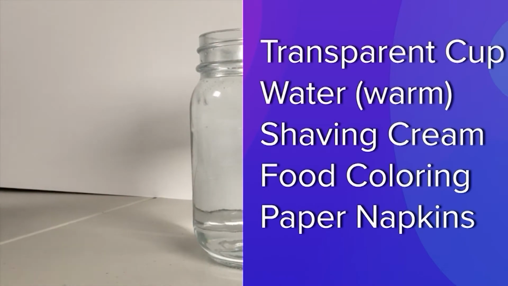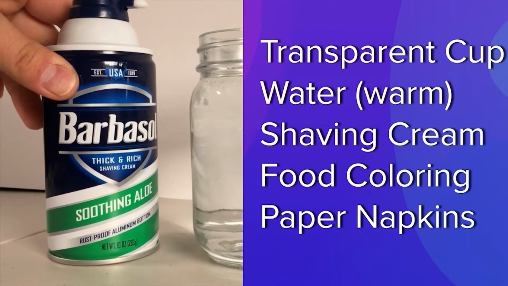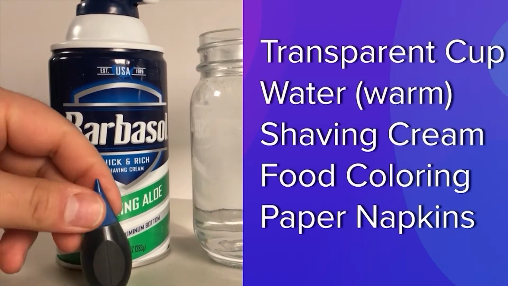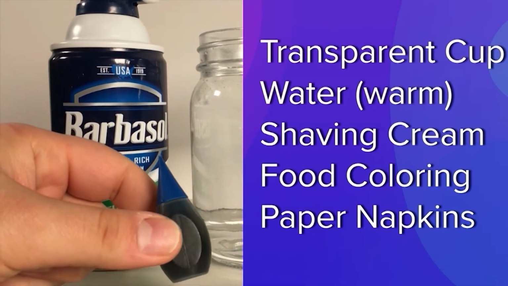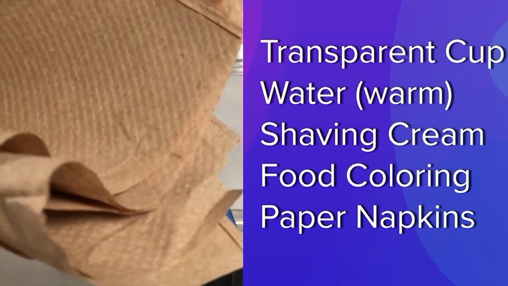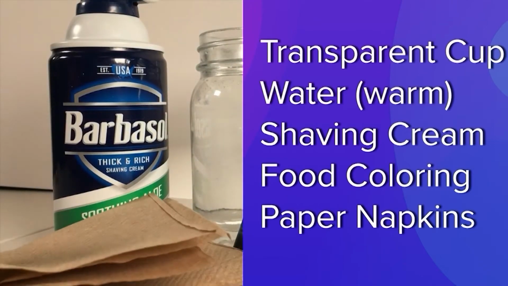The third thing you'll need is shaving cream. The scent doesn't matter. I have soothing aloe here though, so I guess it'll smell nice. Then you'll need some food coloring. I have blue food coloring here. And then finally you'll need some paper napkins just in case you make any messes.